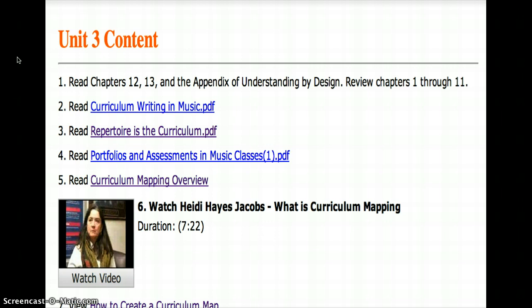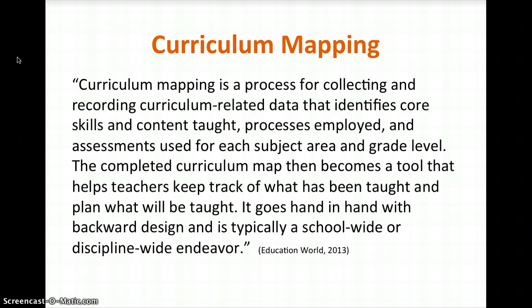The last 3 resources apply to the concept of curriculum mapping. Here's a definition of curriculum mapping. It's defined as a process for collecting and recording curriculum-related data that identifies core skills and content taught, processes employed, and assessments used for each subject area and grade level. The completed curriculum map then becomes a tool that helps teachers keep track of what has been taught and then plan what will be taught. It goes hand in hand with backward design, and it's typically a school-wide or discipline-wide endeavor. So you may be working with other teachers in your school, or you could work with a music team from your district.